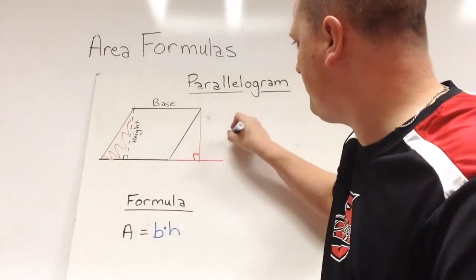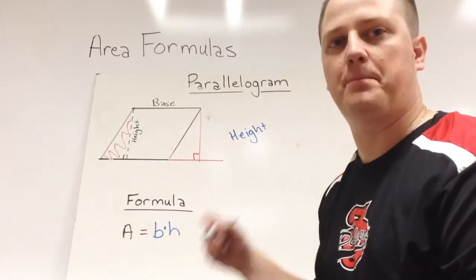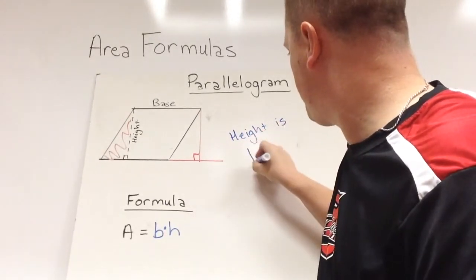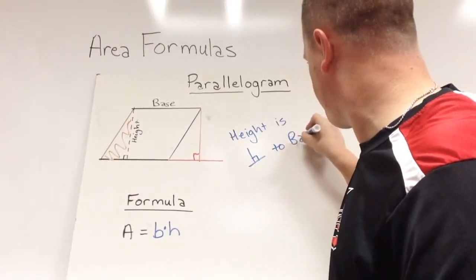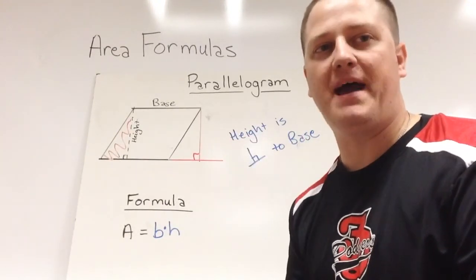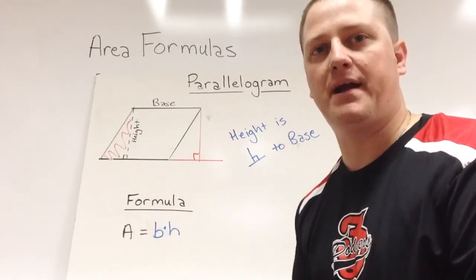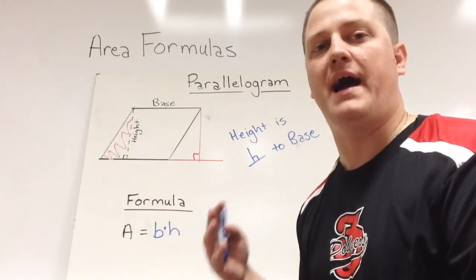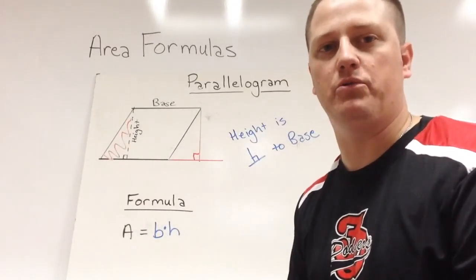The key here is the height has to be perpendicular to the base. With a rectangle, the height is automatically perpendicular because of the right angles in a rectangle. But a parallelogram does not necessarily have to have right angles, so the height must be shown as perpendicular for it to actually be used.